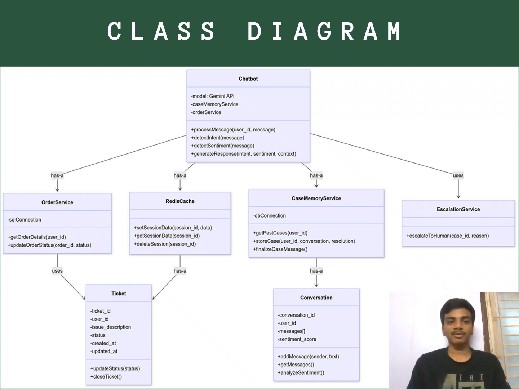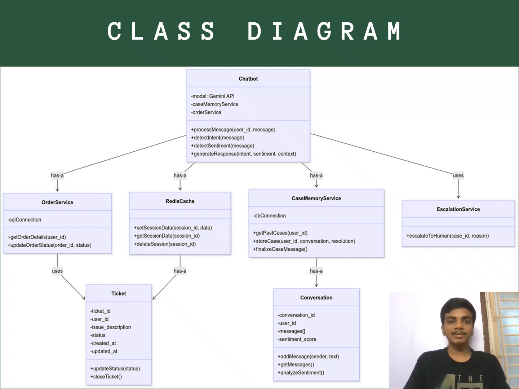Next is the order service. The order service handles all order related tasks such as retrieving order details and updating order status. It connects to an SQL database to fetch the information. Next is the Redis Cache class. Redis Cache stores temporary session data, which makes the chatbot faster by avoiding repeated database queries during a conversation. It can set, get, and delete session data.